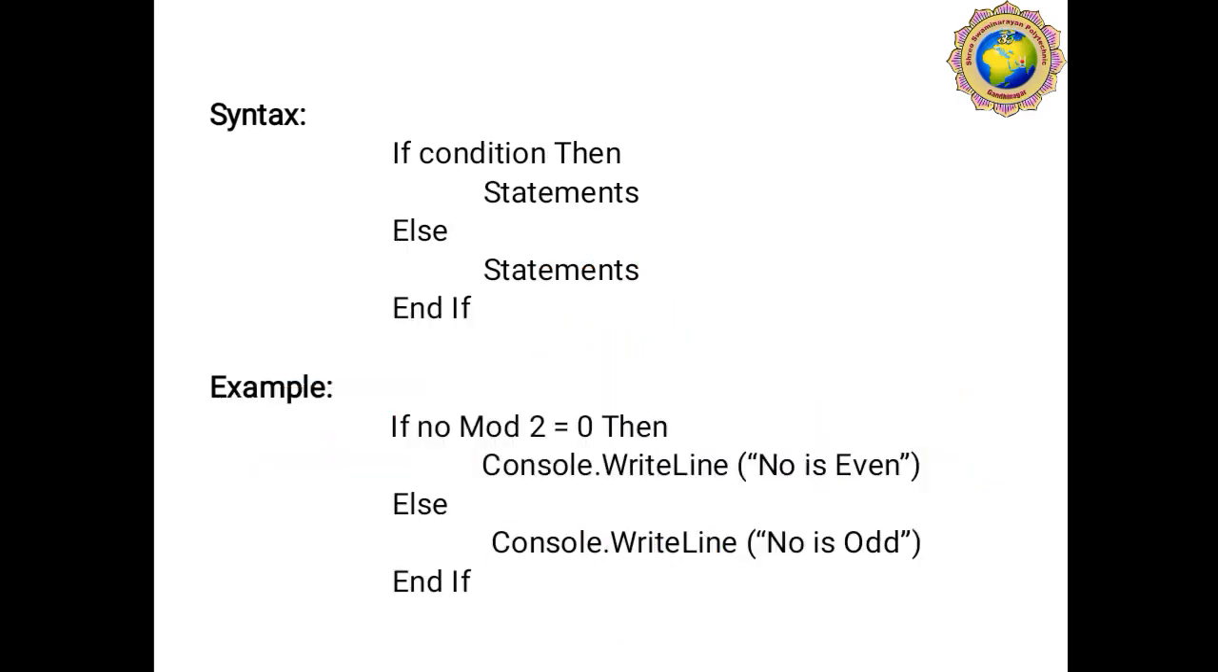Here is the syntax of if else: if the condition is true, then the if statement's true block occurs. If our condition is false, then the else portion is active for execution. Here is an example: if the number mod 2 = 0, then the output is that the number is even.